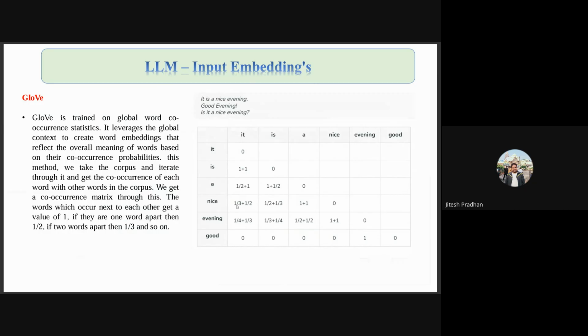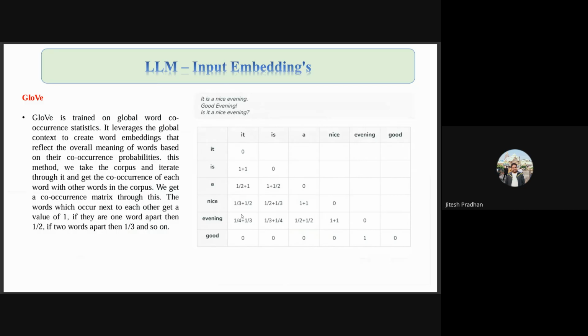Now in this case, look here, "nice" and "it": nice 1, 2. So "nice" is there, and "it" is at position 1 and 2. So when the distance is 2, it means 2 words in between "nice" and "it". Look here, one pair is 1 word apart, and the other is 2 words apart. So with 2 words distance, it becomes 1 by 3, and with 1 word distance, it becomes 1 by 2. So 1 by 3, 1 by 2.